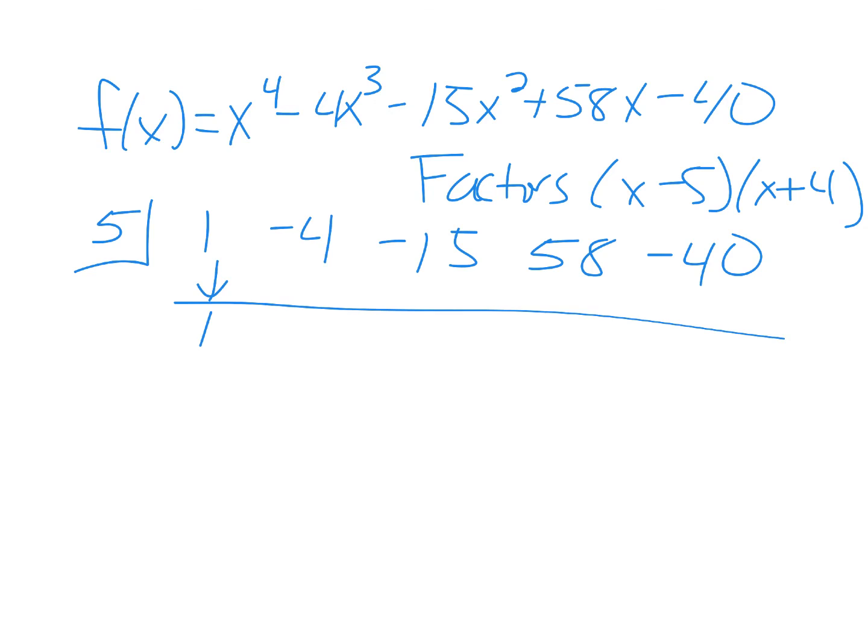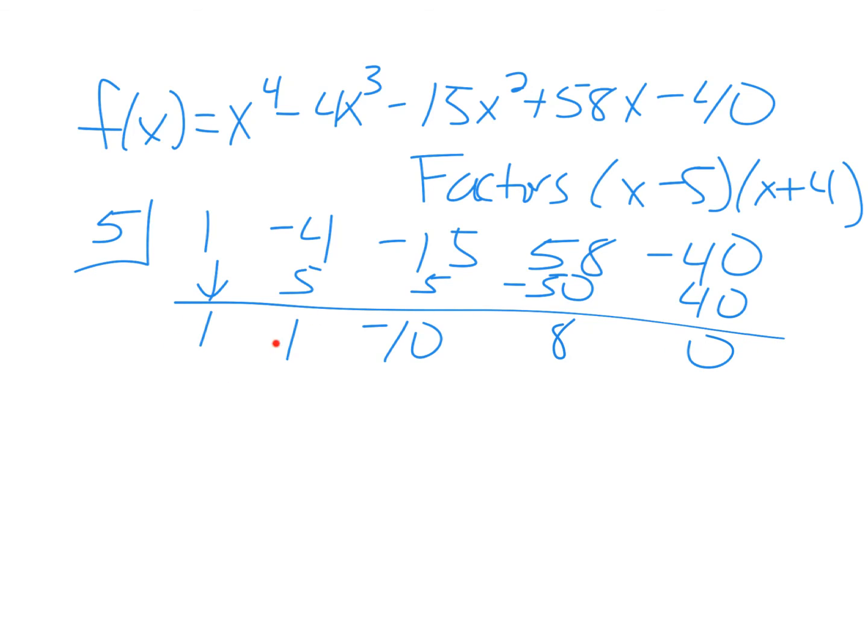Okay, bring the 1 down. 1 times 5 is 5. Add it, you get 1. 1 times 5 is 5. Add it, you get -10. Multiply it again, you get -50. Add it, you get 8. 8 times 5 is 40. Add it, you get 0. So first off, we need to check to make sure it's a factor, and it is, because luckily we got a remainder of 0 right here, which is good.